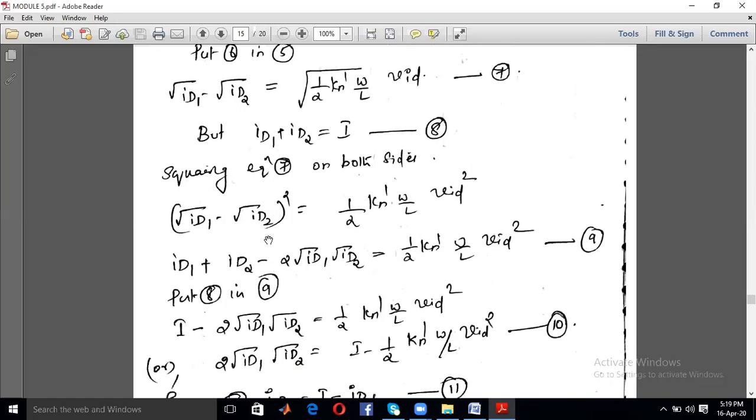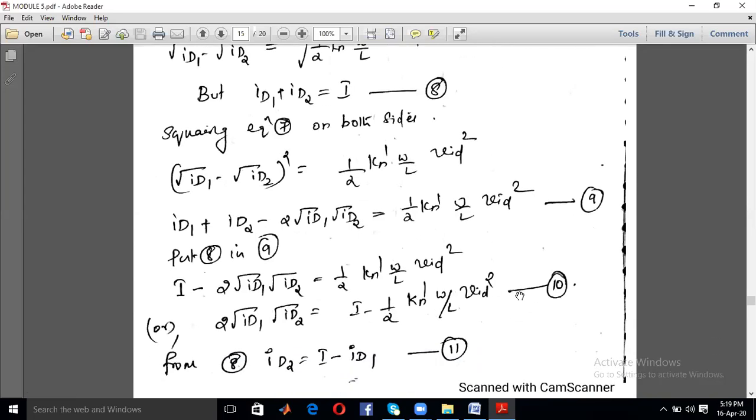So here ID1 plus ID2 is nothing but I. You know the value of I also. So it is very much simple that you can replace this sum of ID1 and ID2 with I. Okay, so this term will be I and it just got simplified like this.